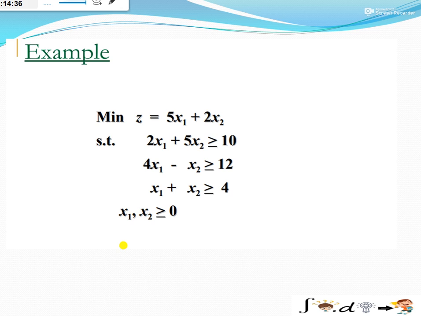Minimize Z is equal to 5x1 plus 2x2 such that 2x1 plus 5x2 is greater than equal to 10. 4x1 minus x2 is greater than equal to 12. x1 plus x2 is greater than equal to 4. And x1 and x2 are greater than equal to 0. First of all, we have to draw the graph for the inequalities.